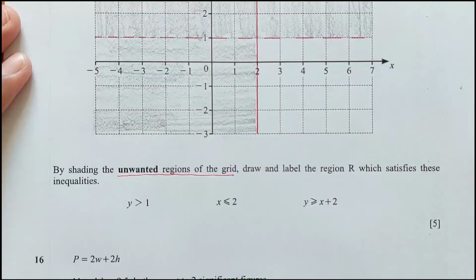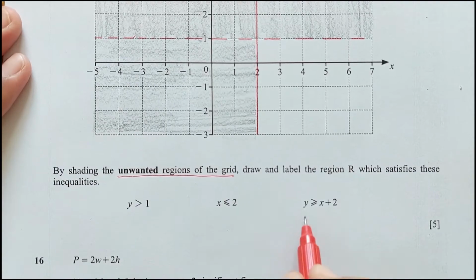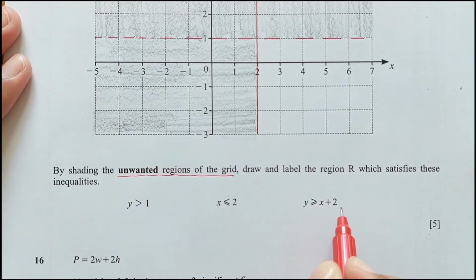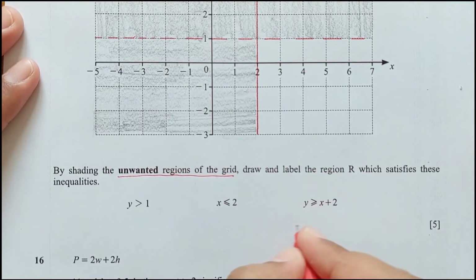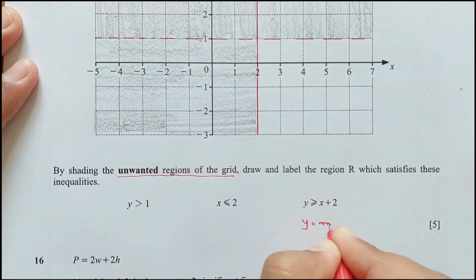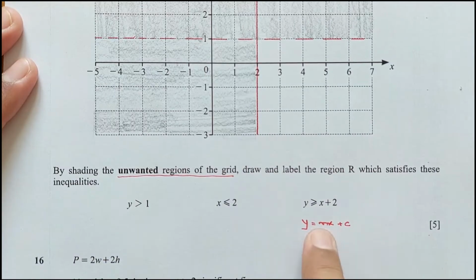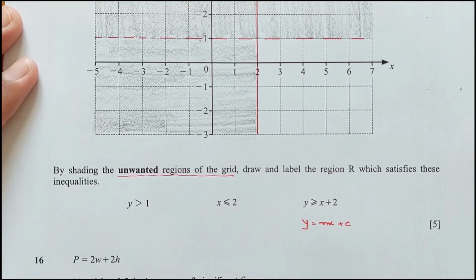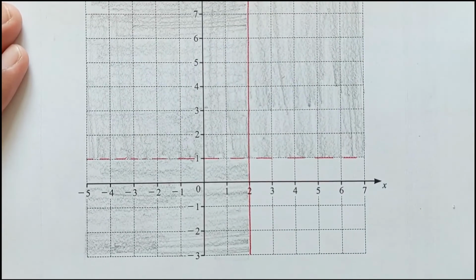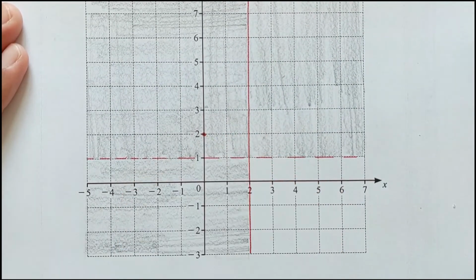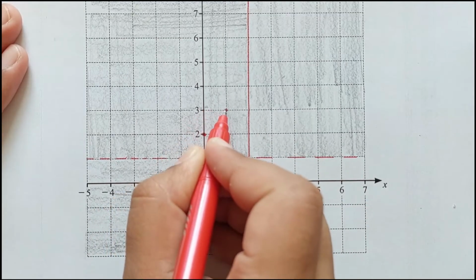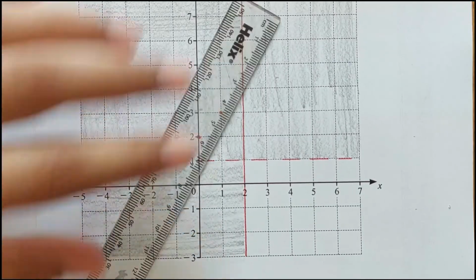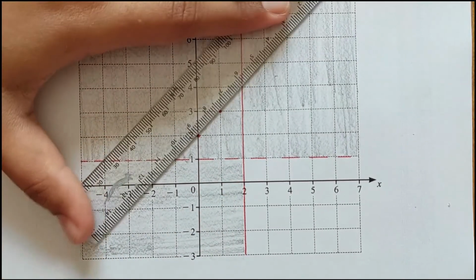Right. Now the third inequality is y is greater than or equal to x plus 2. So first we have to draw the line y equals x plus 2. This is the form y equals mx plus c. M is the slope, c is the y-intercept. The y-intercept you can see is 2. The slope you can see is just 1, which is rise over run. So we rise 1 unit, and the run is also 1 unit. So this is the line. Let me connect the points to get the line.